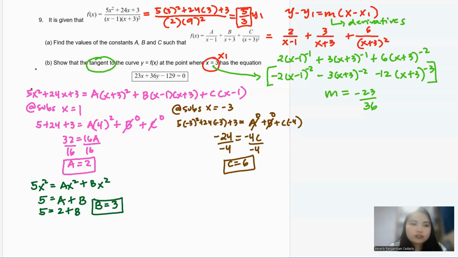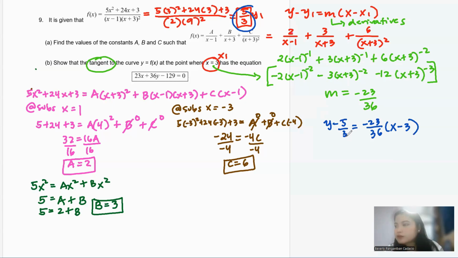Now, let's put it in your equation here. We're almost there. Y minus your y1, which is 5 over 3. Okay, and then you have gradient negative 23 over 36 once again. X minus x1, x1 will be your 3. You can use whatever method you like. Maybe you want to multiply both sides by 36 now, but I will expand if you want to.